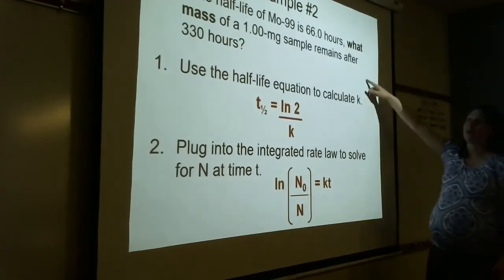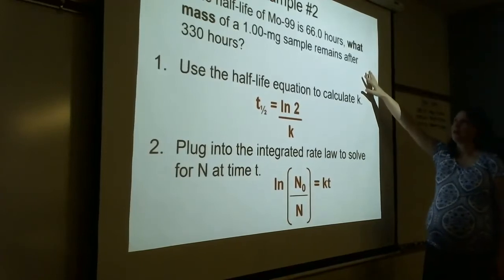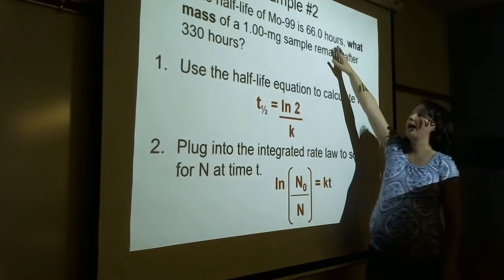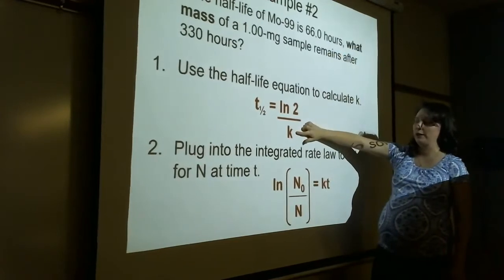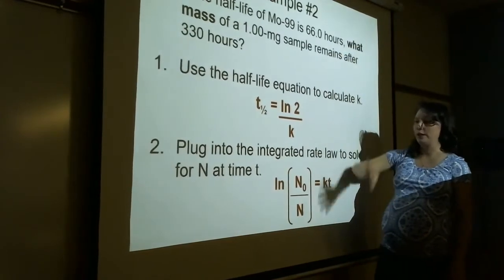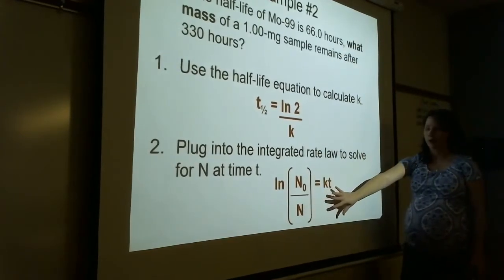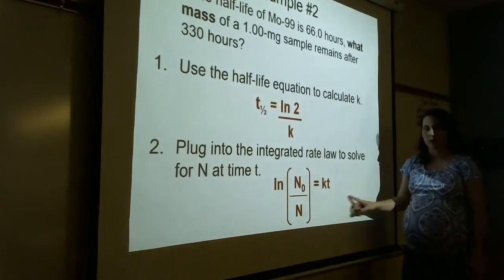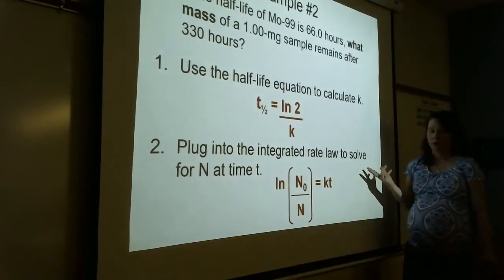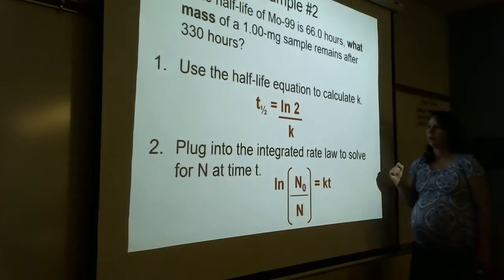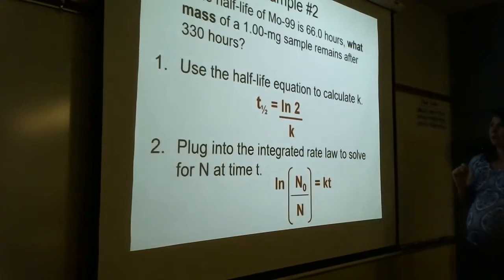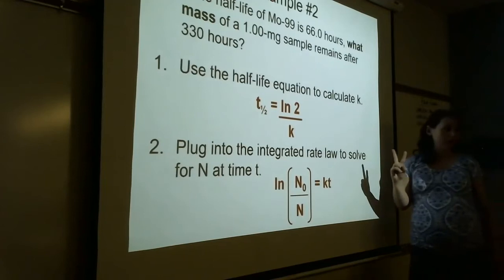Because I didn't give you the rate constant, you've got to use the fact that I've given you its half-life to calculate K, and then we'll plug into the integrated rate law. Now you can use this version, or you can use the slope-intercept form version, whichever version makes you happy. You'll get the same answer either way. Does everyone see why this is a two-step problem?